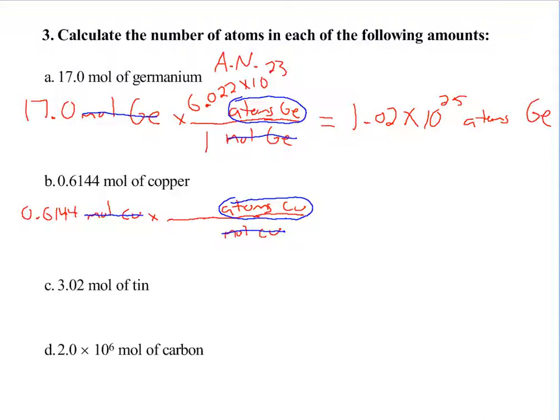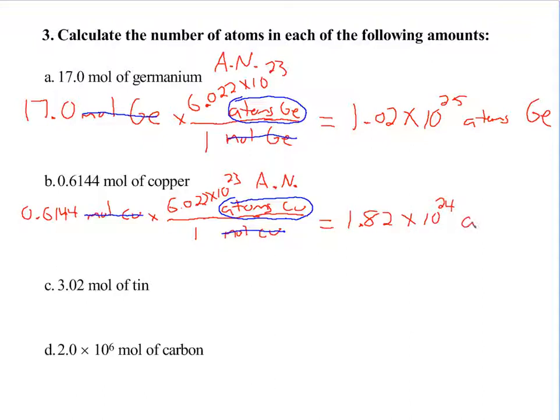Now, just like the last problem, we don't need the periodic table. We know that 1 mole is Avogadro's number, which is 6.022 times 10 to the 23rd. And you can abbreviate that with an A period N period for Avogadro's number. And when we multiply those together, that gives us a value of 1.82 times 10 to the 24th atoms.